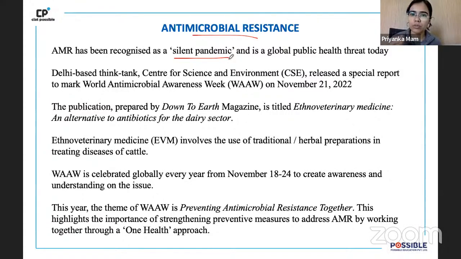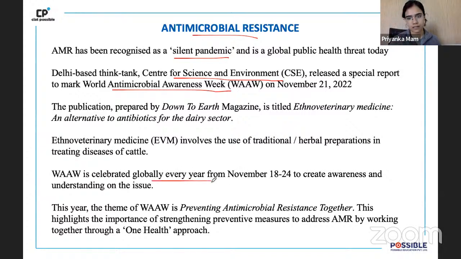So antimicrobial resistance कहते हैं कि ये silent pandemic है. ठीक है, किसने बोला? वही सुनीता नारायण वाला Center for Science and Environment. They made this special report to mark the World Antimicrobial Awareness Week. Okay, and this World Antimicrobial Awareness Week, when is it celebrated?